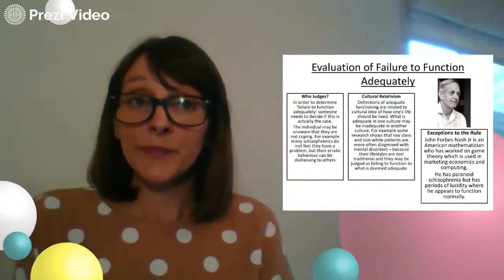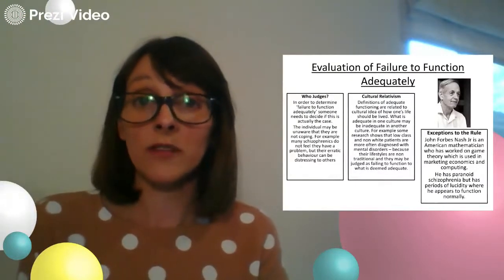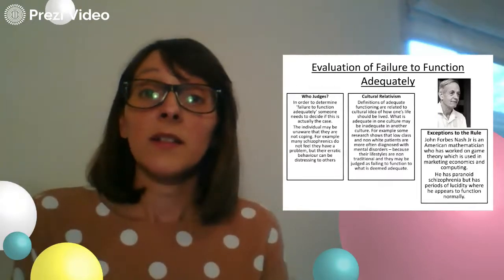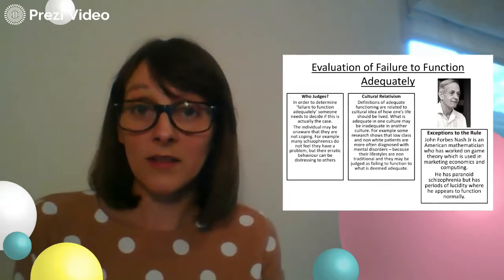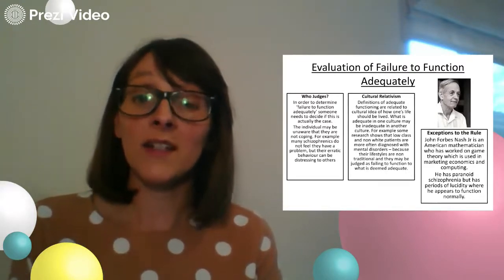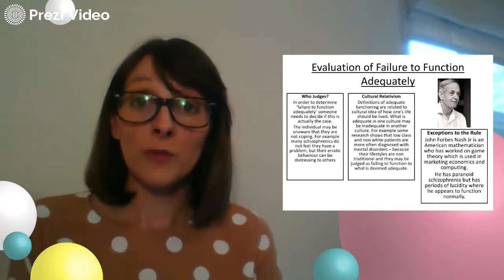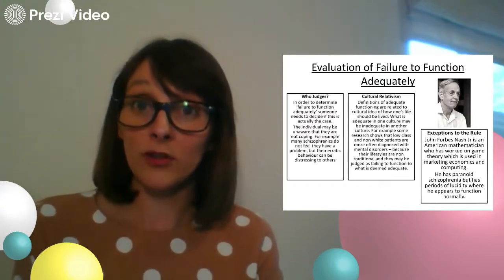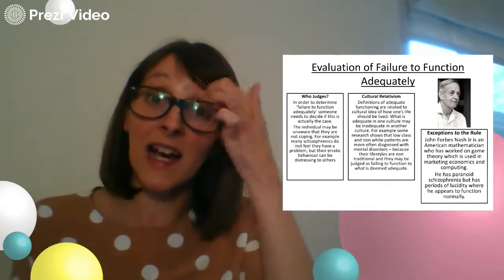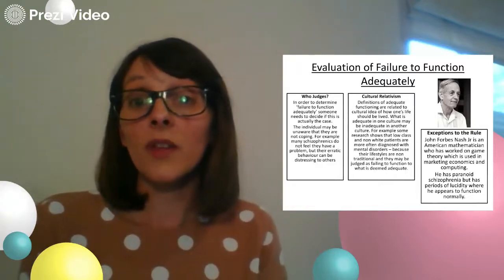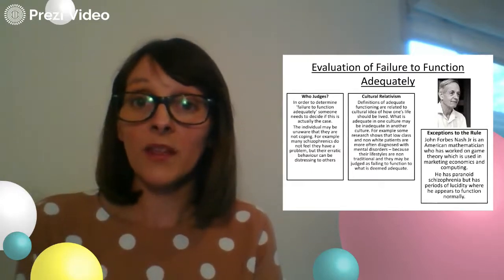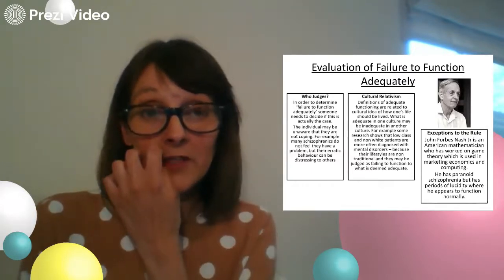So in evaluation, again, pause the video, make some notes, but I'll talk through it. Failure to function adequately. When we're evaluating this, there's 3 things that we need to consider. So the first one is who judges. So someone has to decide what adequate is, okay? This could be a family member, because you might not realise yourself that you are failing to function, so somebody else might have to highlight that to you. It could be the psychiatrist that decides what adequate is, and they will use that in terms of their definition.